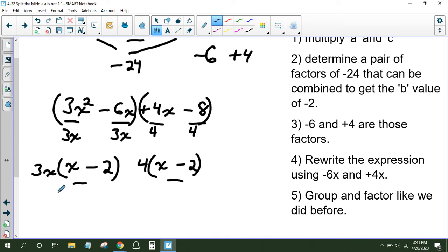Okay, last step, we're going to group together our GCFs that we pulled out. Okay, and this is a positive 4. Don't let me forget that, because it's a positive 4 that we divided by here. Okay. So grouping our GCFs, we have 3x plus the 4, and then x minus 2. Okay, and that is our factorization. We have 3x plus 4 times x minus 2.